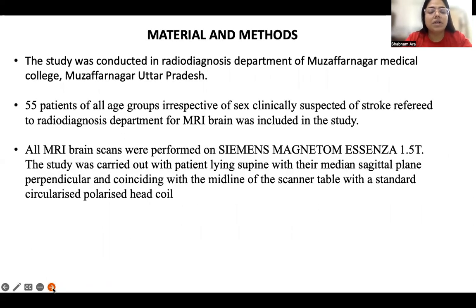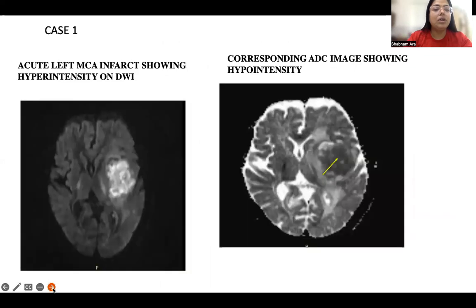Material and methods: the study was conducted in the Radiology Department of Muzaffarnagar Medical College, Muzaffarnagar, UP. 55 patients, irrespective of sex, with clinical suspicion of stroke who reported to the Radiology Department for MRI brain were included in the study. All MRI brain scans were performed on a Siemens Magnetom Essenza 1.5 Tesla. The study was carried out with patients lying supine with a standard circularly polarized head coil.